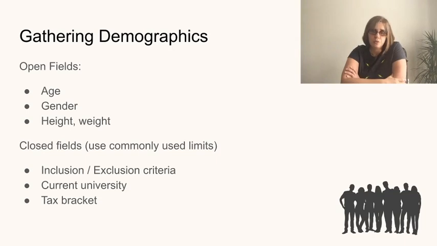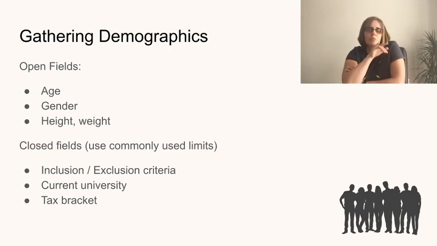There's closed fields, which are things that have commonly used limits. Typically that's things where you can be one but not the other. So nominal. If I ask what my current university is, that would be something where I can really only have one of them, or my primary university, or my top attended, whatever.